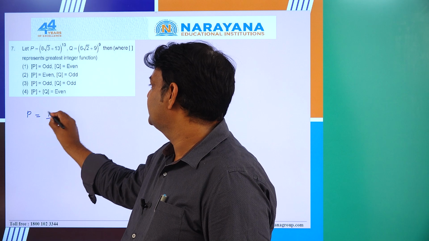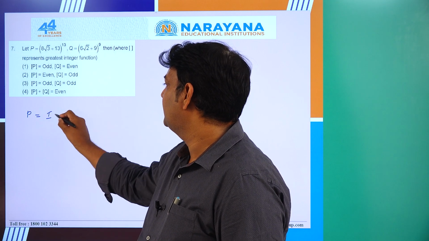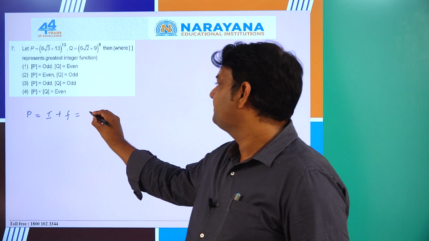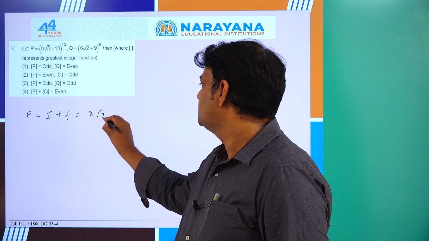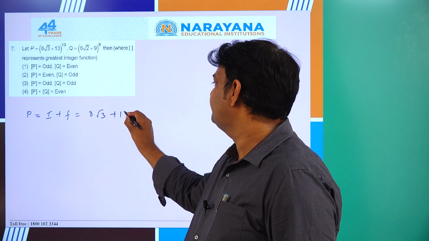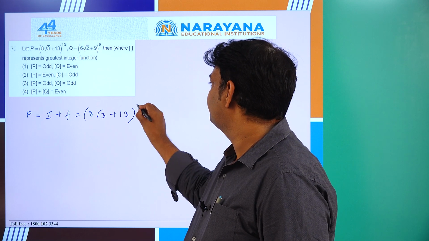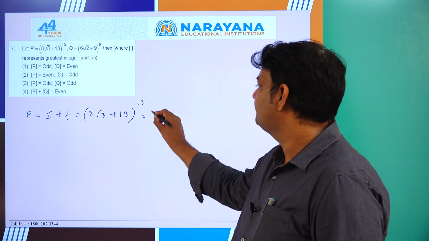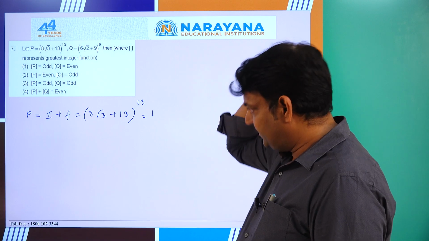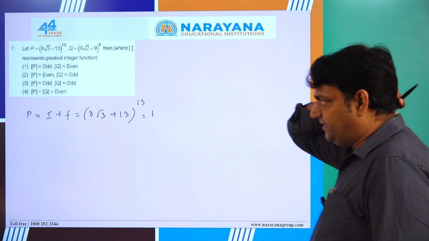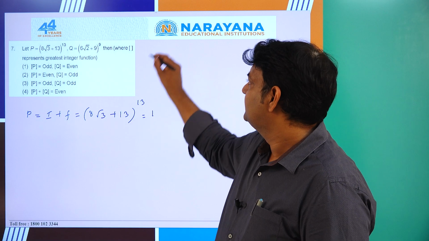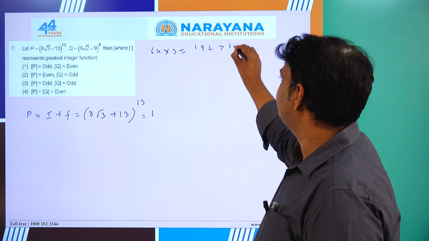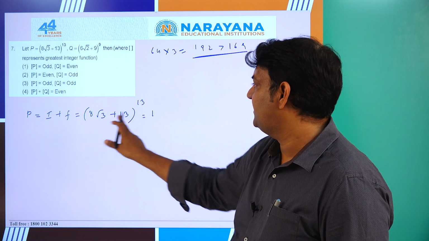Suppose I is the greatest integer of p and f is its fractional part. So this is (8√3 + 13)^13. Let us do the expansion. First of all, tell me which is bigger, 8√3 or 13? 64 into 3 is 192, which is obviously greater than 169. So obviously 8√3 is bigger than 13.